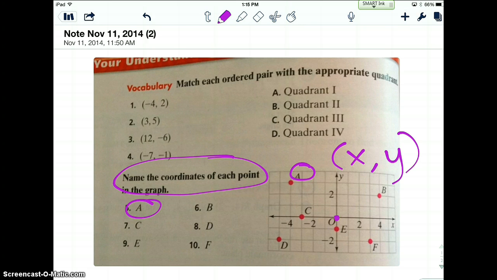From the origin, we'd have to go to negative 4 on the X, so it'd be negative 4, comma, and then we went up, so it's going to be positive how many? 3. So there's my ordered pair, my coordinates for point A.